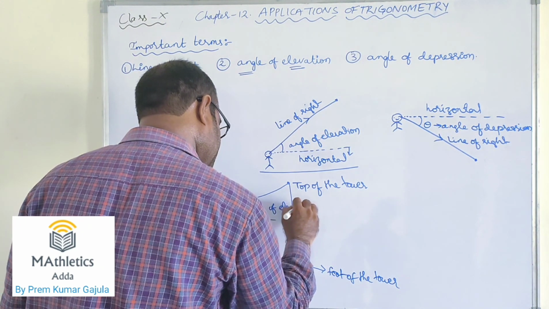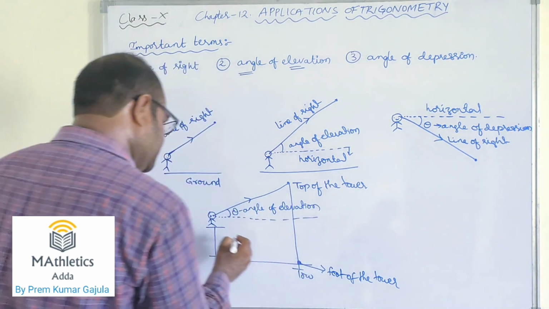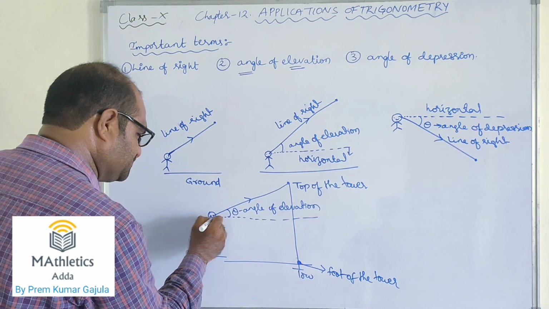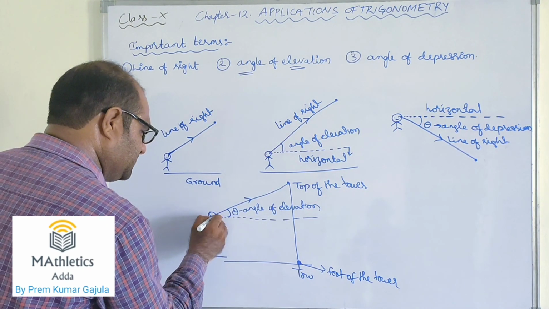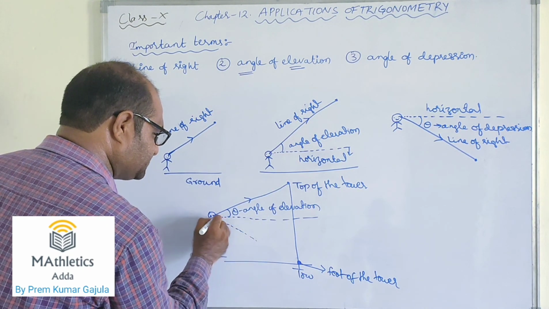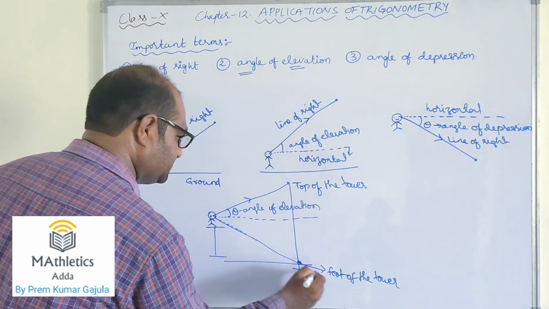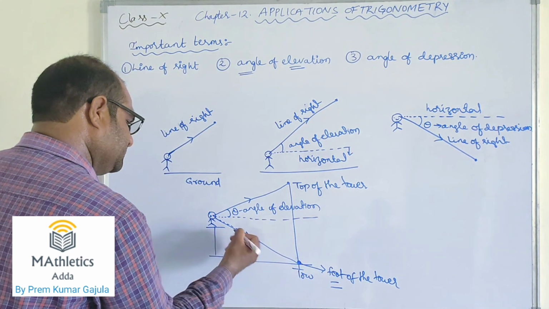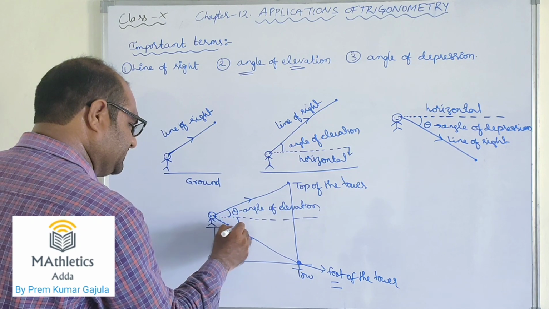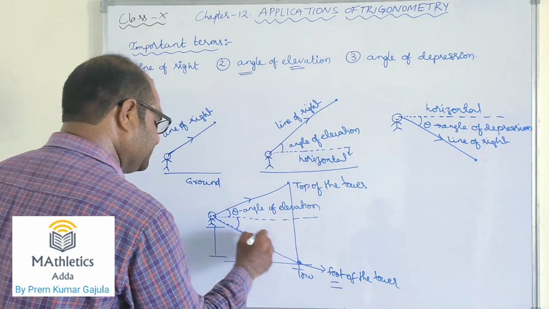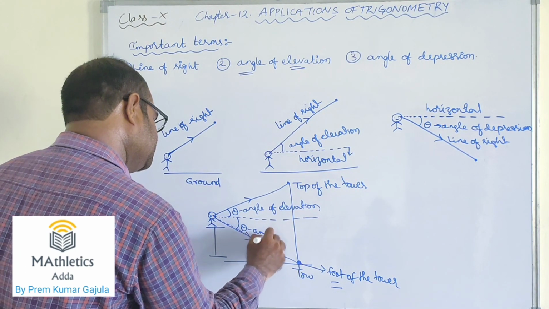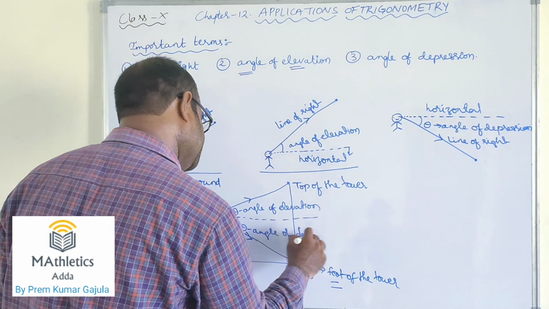Angle of elevation. And if the same person from the same position looks in the downward direction, that is, if he looks at the foot of the tower in the downward direction, then the angle formed between the horizontal and the line of sight is called the angle of depression.